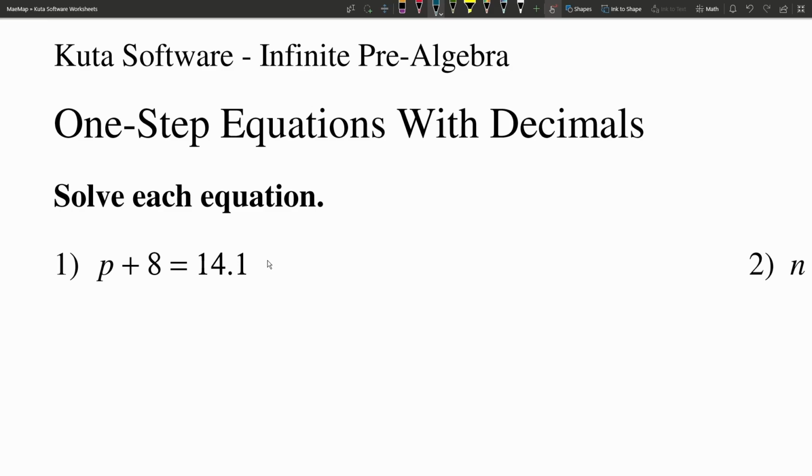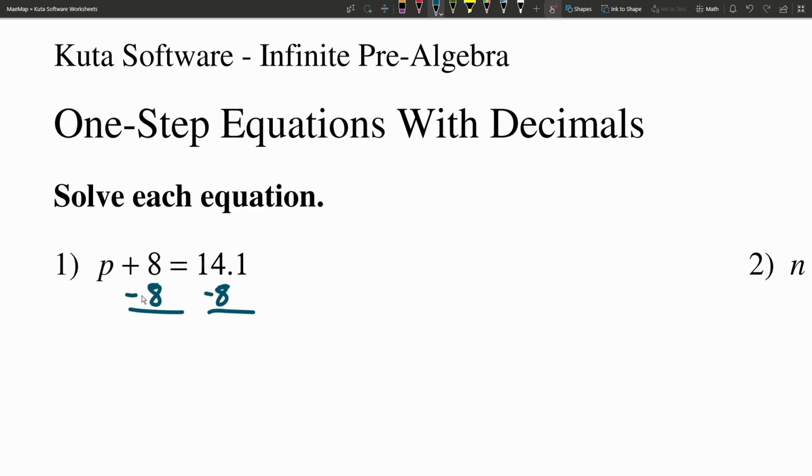So we're going to be isolating that variable, getting it all by itself, and that is going to give us our solution. So taking a look at number 1, again, we're isolating this p here. In order to do that, we need to move this 8. Since the 8 is added to the p, we're going to subtract it from both sides of our equation. Now this one is fairly simple. We'll be able to do this in our head.